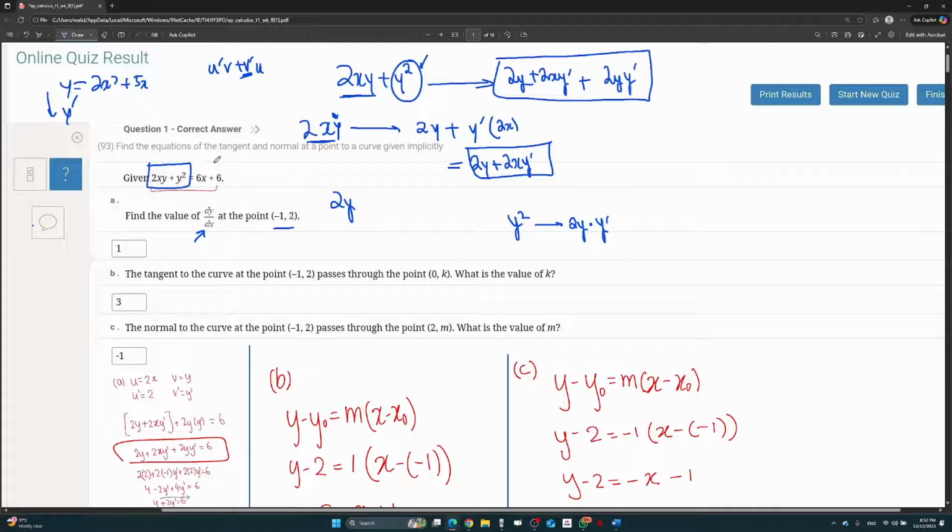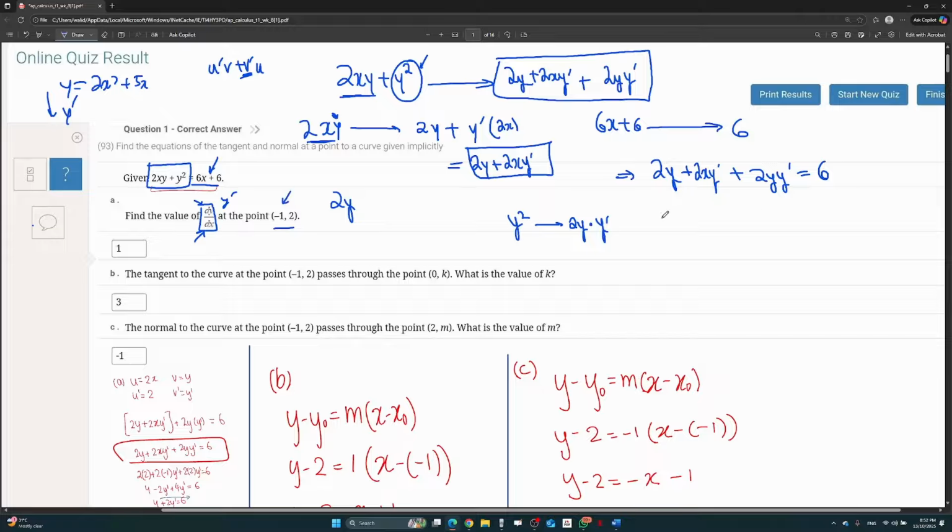Okay, what's the derivative of the right side now? 6x plus 6 turns into 6. So how do we write this? 2y plus 2xy prime plus 2yy prime equals 6. What do they want? They want the value of dy by dx. Again, this is just a fancy way of saying y prime. So they want us to find y prime at this point here.